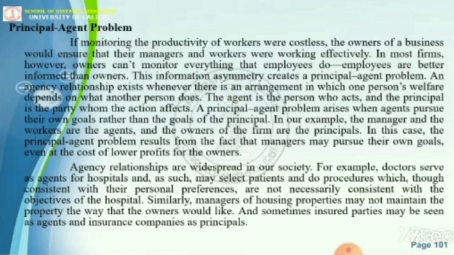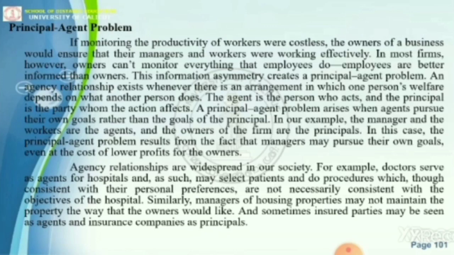If monitoring the productivity of workers were costless, the owners of a business would ensure that their managers and workers were working effectively. In most firms, however, owners can't monitor everything that employees do. Employees are better informed than owners. This information asymmetry creates a principal agent problem. So, what is the principal agent problem? Information asymmetry leads to different problems. You have to notice that moral hazard, then hidden information is there, right?